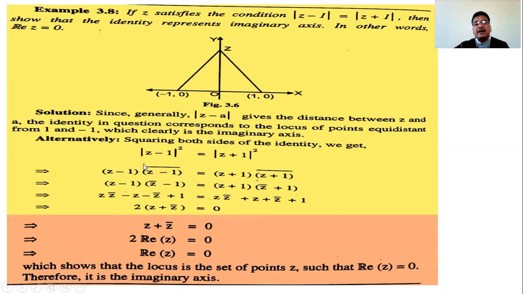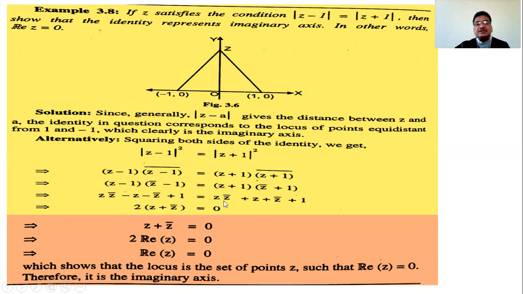Actually, Z minus 1 bar is what? Z bar minus 1 bar. But 1 bar is itself, 1. Similarly here, Z bar plus 1 bar is Z bar plus 1. And then multiplication of these two brackets: Z into Z bar, Z into minus 1 is minus Z, minus 1 into Z bar is minus Z bar, and minus 1 multiplication minus 1 is plus 1. Similarly, multiplying these two brackets, we have these 4 terms. And then Z into Z bar and this Z into Z bar get cancelled, plus 1 and plus 1 get cancelled.